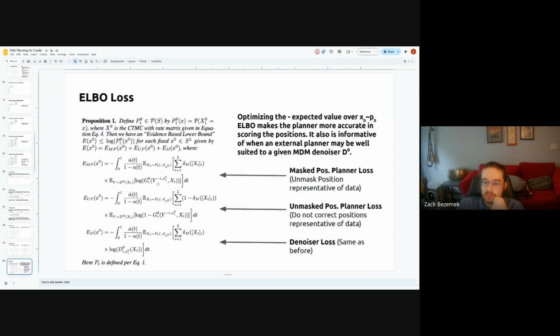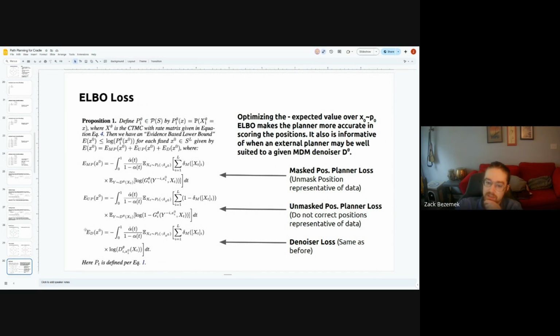We can also derive an ELBO. I'm not going to talk through all of these three terms in general. I will just say you could potentially fine-tune a given MDM denoiser with a planner using this ELBO. If you minimize this, it's an upper bound for how much your sample will change from the data distribution in KL. And we have three terms.